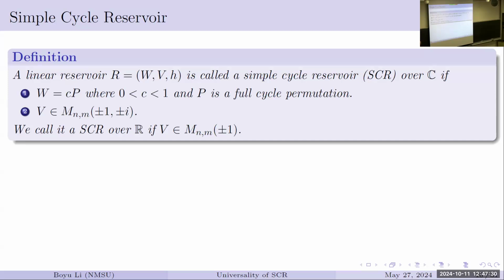Okay, so this is where W is, and there's another restriction on this V part. We want V to be a little bit more simple. I want it to be a matrix with entries just plus or minus 1, or plus or minus i. Here the plus or minus i comes from the fact that we're dealing with complex numbers. If you're over the real numbers, we just do a matrix over plus 1 and minus 1. So this is as simple as you can get for an echo state reservoir system.